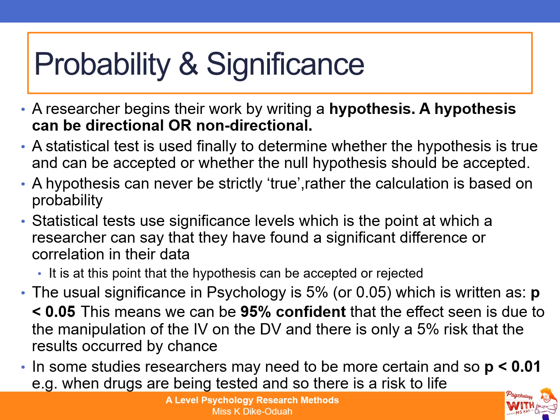There are some studies where their level of significance is much stricter, so they might leave just a 1% probability that the results are due to chance. And this is perhaps due to the fact that there's certain studies that if you leave the margin too wide, there could be a risk to life.